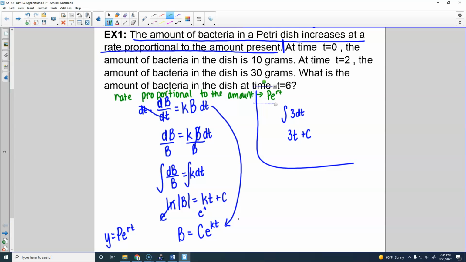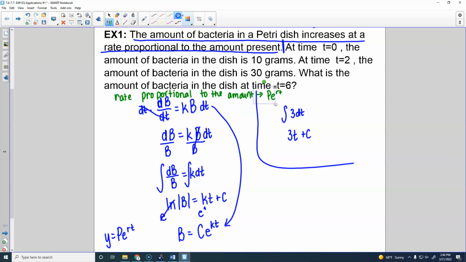But we're going to see some other problems here soon where we can't skip that because it might be directly proportional, but it's not directly proportional to the amount. It might be directly proportional to the product of the amount and something else. So I'll show you some problems where you cannot skip. But in the future, it is okay to skip straight to the PE to the RT. And we'll do some more problems like this so you can tell.